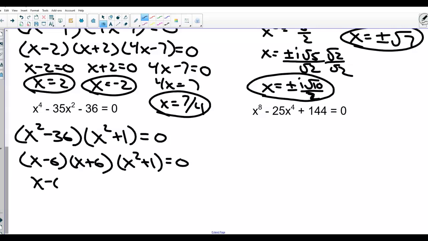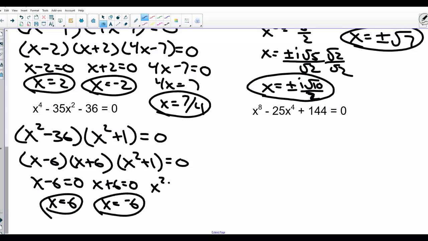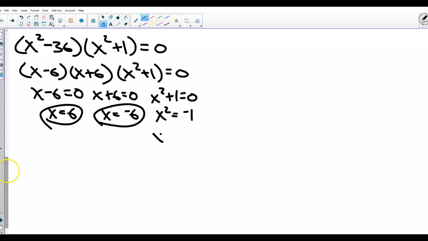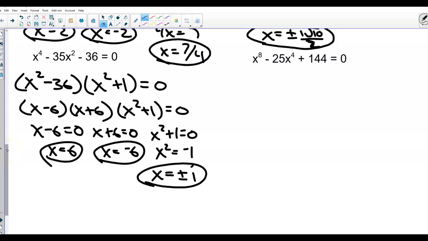And now we solve for our zeros. x equals 6. x equals negative 6. x squared plus 1 equals 0. x squared equals negative 1. When you take the square root of negative 1, x equals plus or minus i. The square root of negative 1 is i. So it's plus or minus i. Those are your four answers. And you should have the same amount of answers as the degree of your problem.